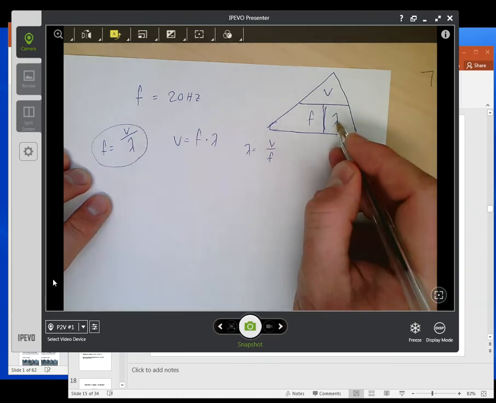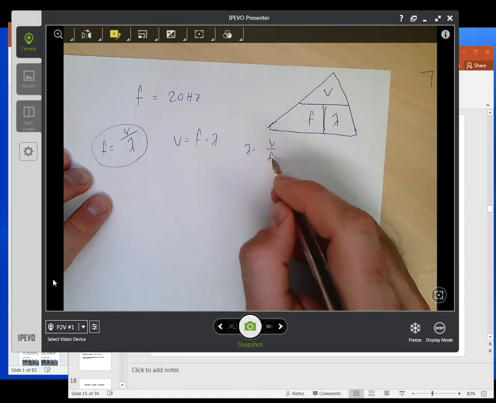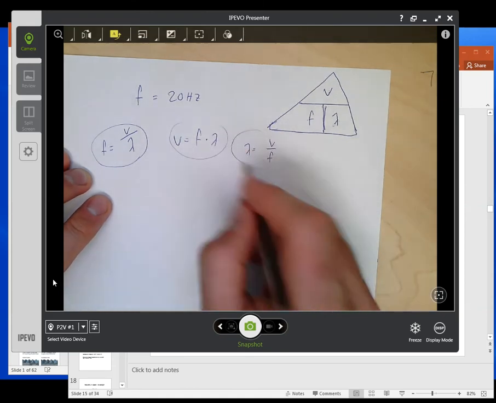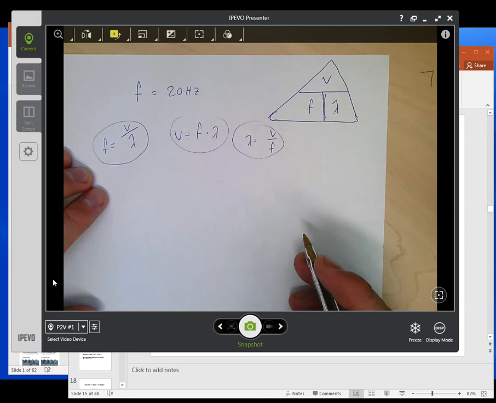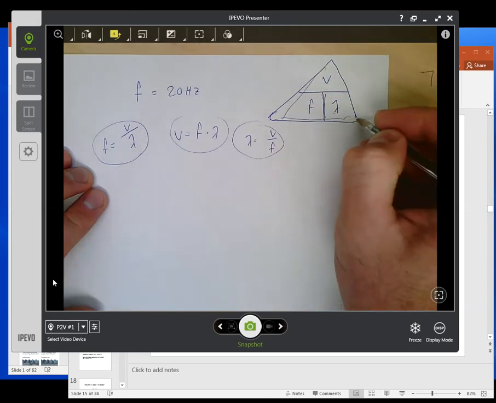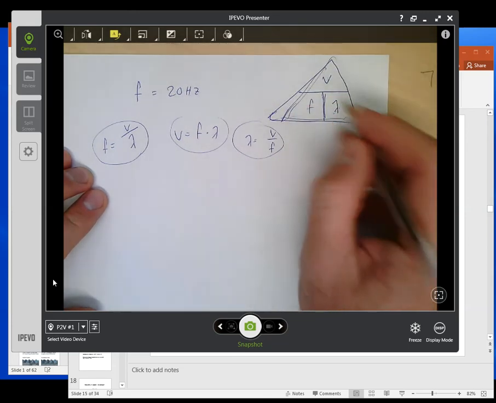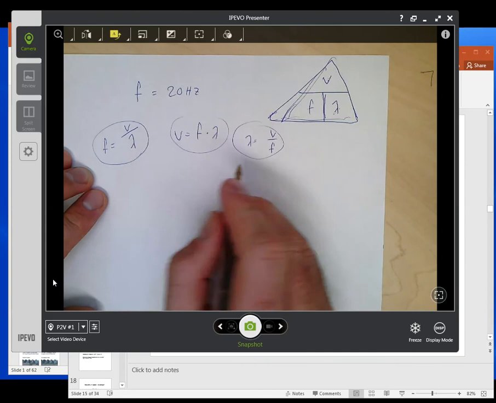If you wanted lambda, that's V over F, and you can see that one over here. So those are the three incarnations. It's all the same equation, but sometimes it's just nice to have a little mnemonic to help you. You can draw yourself a little triangle, something like this, and that helps you to remember.